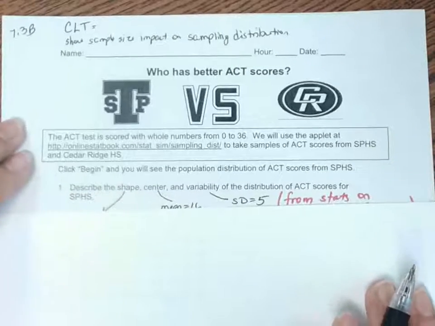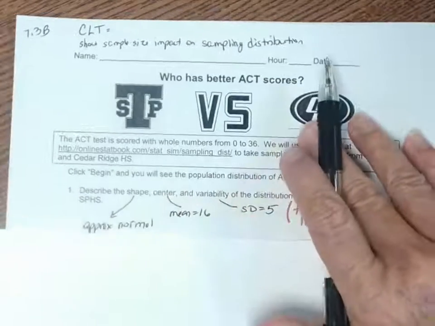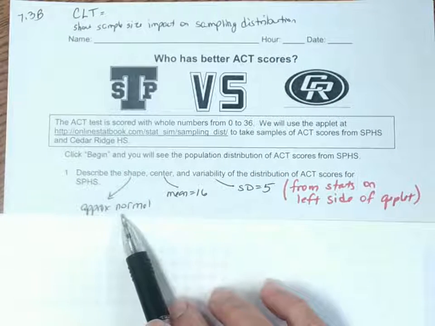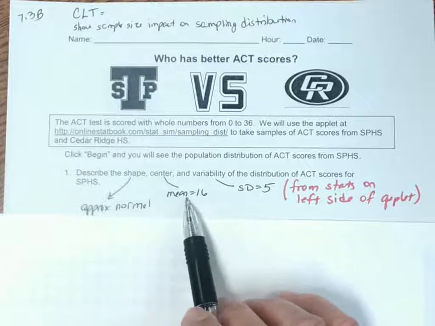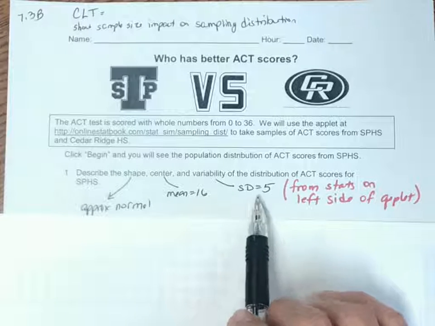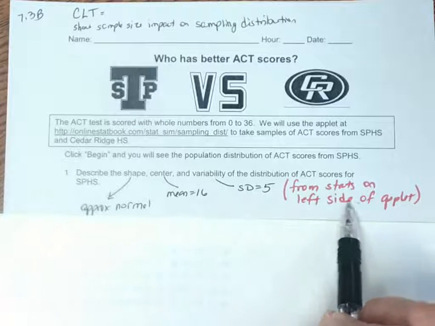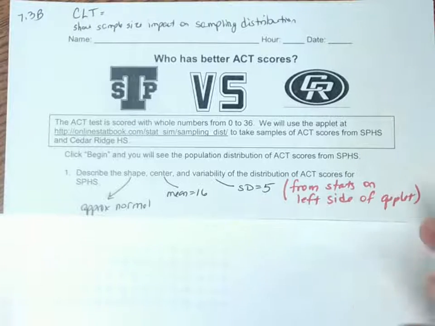Okay. And if we click begin, like it says, we get to see a population distribution. And it's approximately normal. It looks like the mean is at 16 and the standard deviation is 5. And I'm not guessing at these. The left-hand side of the applet tells you those values.